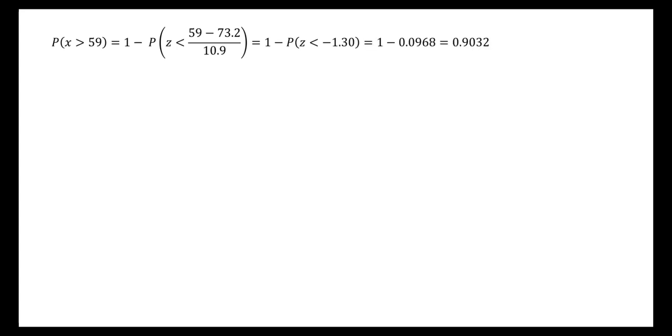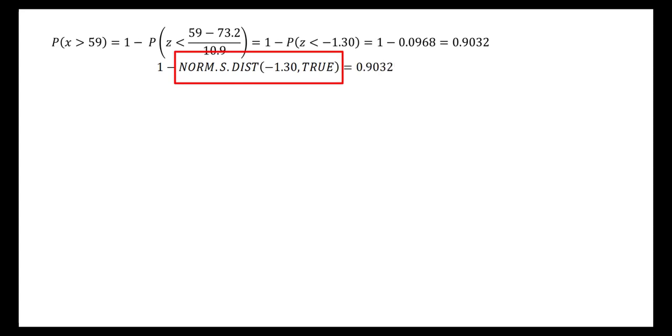Now, if we wanted to use Excel, after obtaining the z-score value like we did earlier, we are going to take it also to Excel. We use that formula right there. We put in the z-score value of negative 1.30 and then true. So whatever area we have, which in this case is also 0.0968, we subtract from 1 and it's going to give us the area above the point that we need.